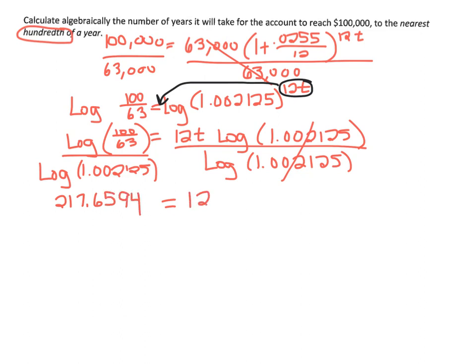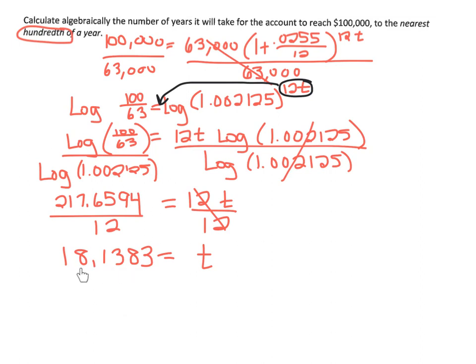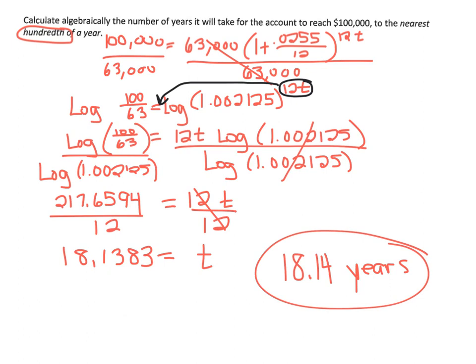And on the right-hand side of the equation, we're just going to bring down the 12t. So now we're going to divide that number that's in the calculator by 12, and when we do, we get approximately 18.1383. And they want to know how long will it take for the account to reach $100,000 to the nearest hundredth. Okay, so we're going to round this. Luckily, it rounds up, but in order for it to reach it, we would have to round up either way. It's going to take 18.14 years for it to reach $100,000. All right, so there we go.